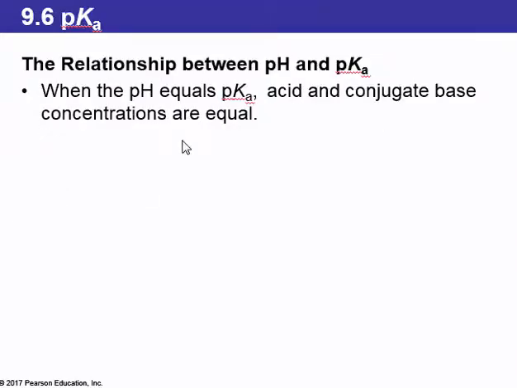Now, we remember that when the pH is equal to the pKa, the acid and its conjugate base concentrations are equal. So buffer systems tend to form around pHs that are near the pKa of the acid involved.